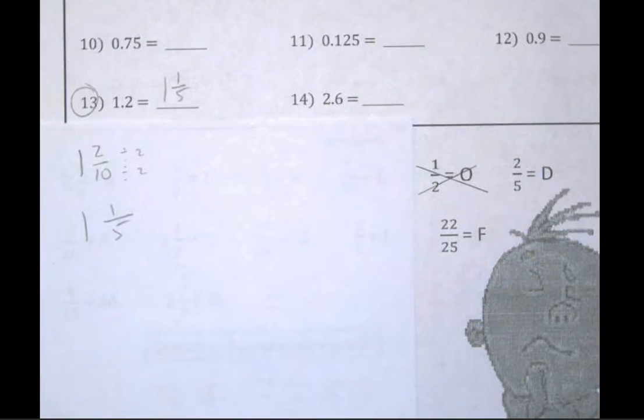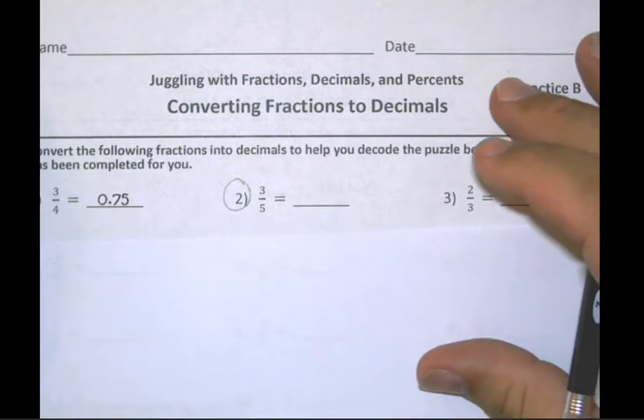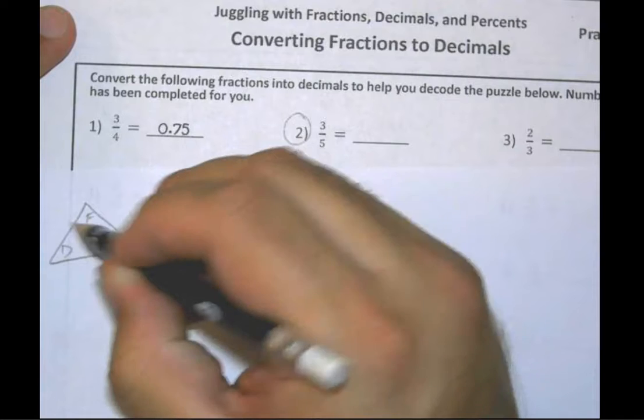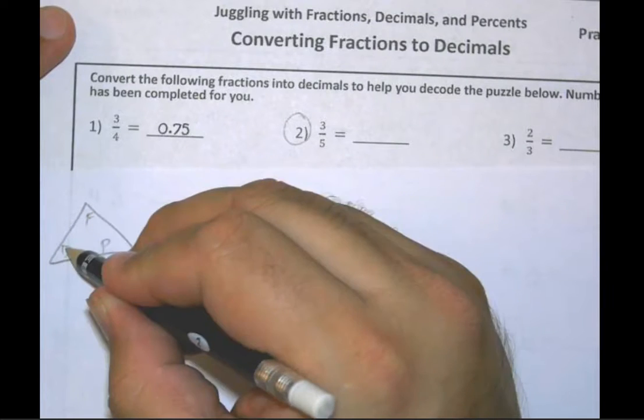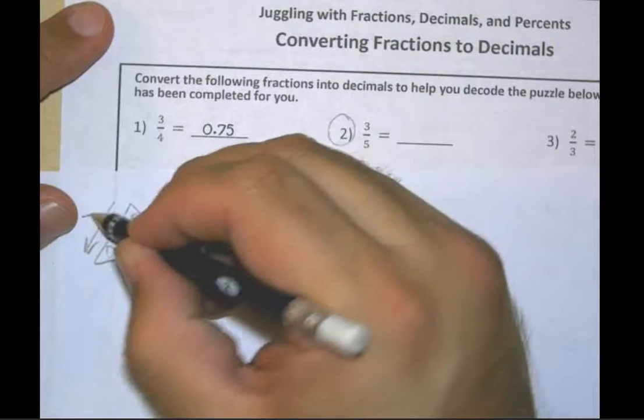Hopefully that helps. And looking at the other side, I'll do a couple of these as well. This is Sparky Practice B, which is page 6, converting fractions to decimals. And so converting fractions to decimals on my FDP triangle, going from a fraction to a decimal, it's really simple. All I have to do is divide.